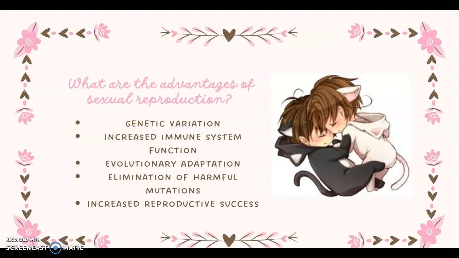What are the advantages of sexual reproduction? Genetic variation, increased immune system function, evolutionary adaptation, elimination of harmful mutations, and increased reproductive success.